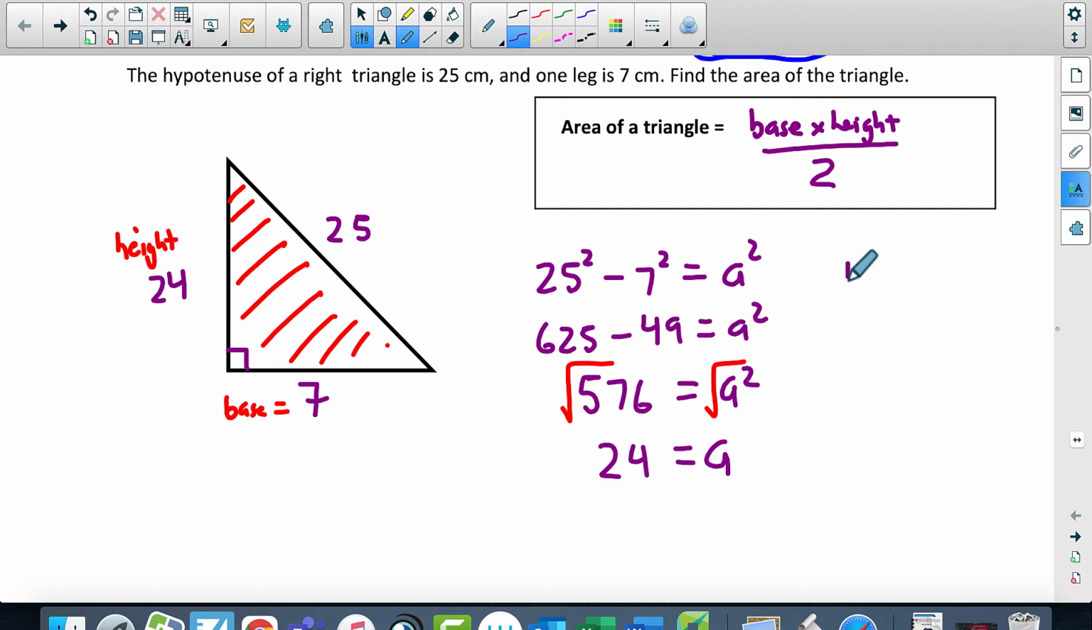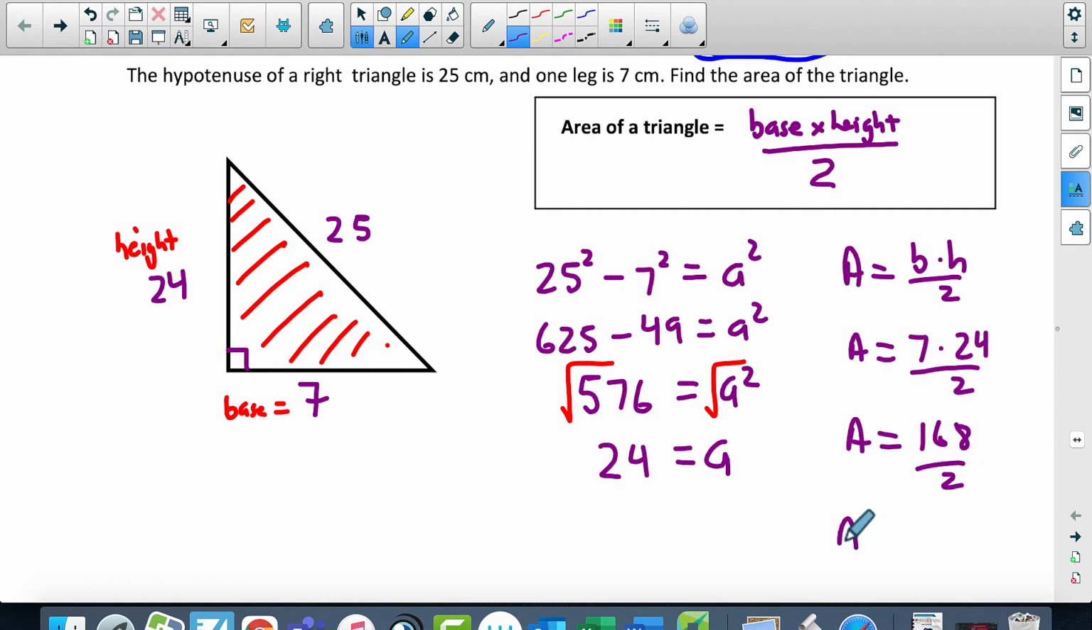It says right here, area equals b times h, that's base times height, divided by 2. Well, what's the base? We already said that. The base is 7. And what's the height? The height's right here. It's 24. We just found that, and we have to divide by 2. So 7 times 24 is 168, and then we divide it by 2, and you'll get that the area is 84, and it's centimeters. When you talk about area, it's centimeters squared. You got to put the little squared on it. So right there, and that's your answer.